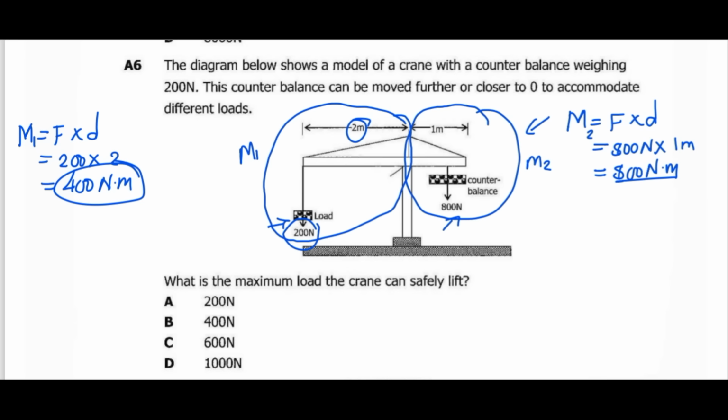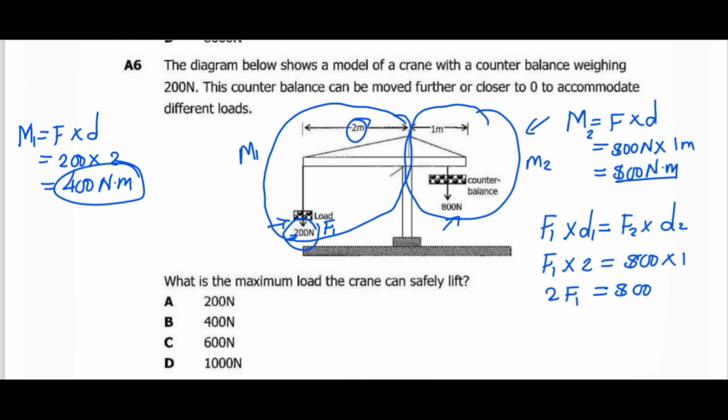So let's say this force of 200, let's ignore it. Let's say we don't have this force. Then force 1 multiplied by distance 1 is equal to force 2 times distance 2 for these two to balance. Force 1 is what we are solving for. Distance 2 we know is 2, equal to force 2, which is 800, times 1. So 2 times F1 is equal to 800. If we divide both sides by 2, we can see that we need a force of 400 newtons for it to balance.